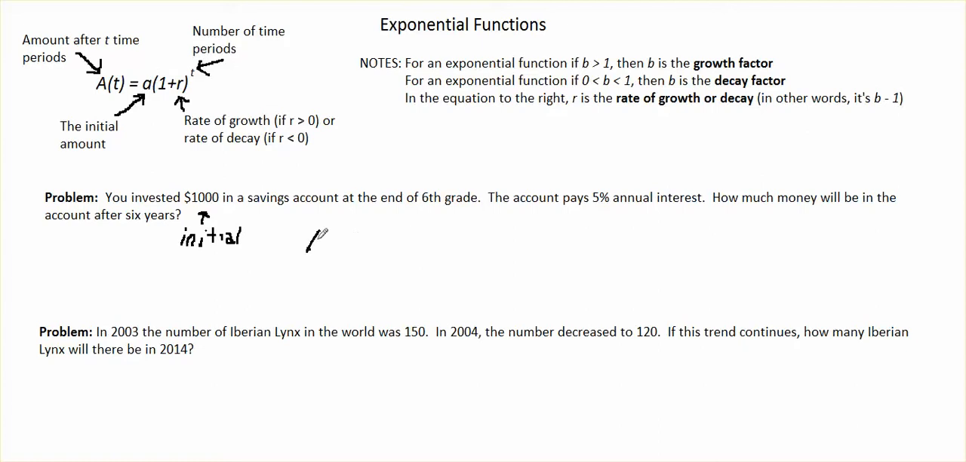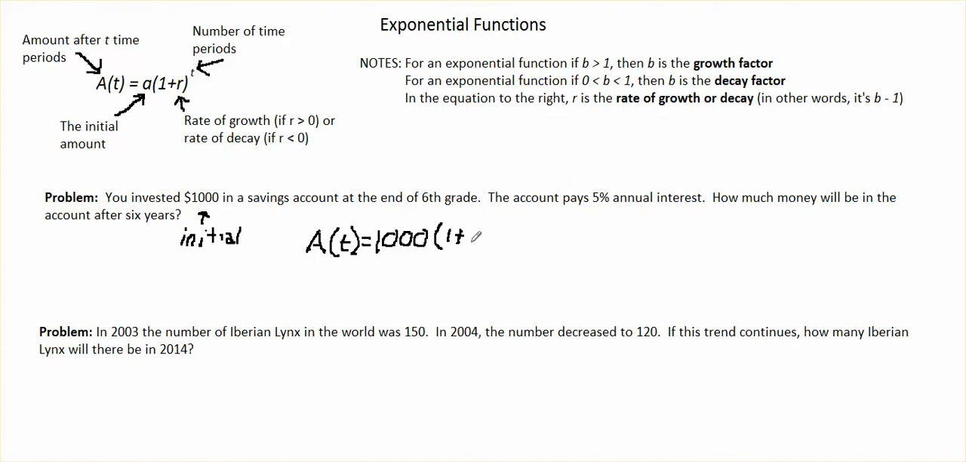So let's go ahead and start building our function. Our initial amount is going to go in for our little A value. Our initial amount is $1,000. And we put that in at the end of our 6th grade year. And it says the account pays 5% annual interest. So I know with a savings account, if I'm getting interest, my money is growing. So my growth rate is positive, and it is 5%.